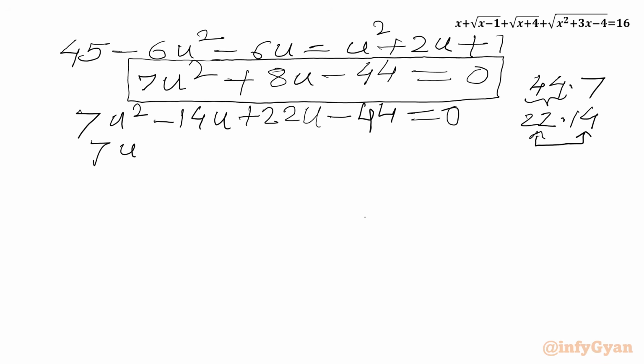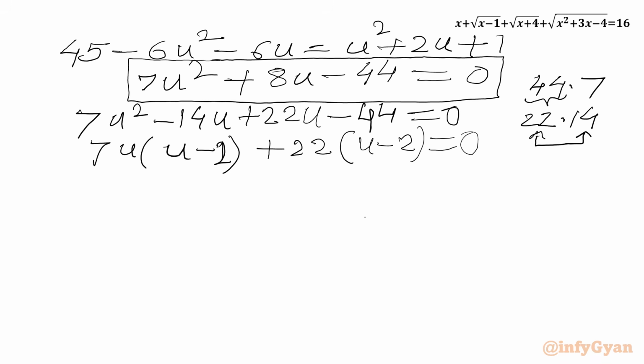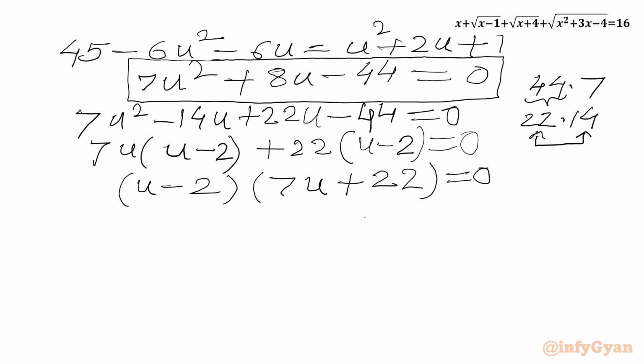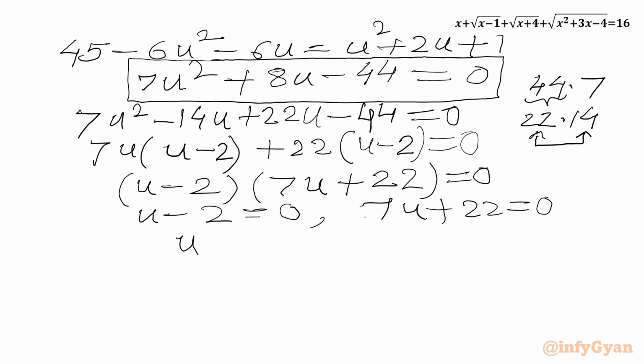Now we will take 7u common. So in the bracket there will be u minus 2, and then we will take 22 common. In the bracket we will be writing u minus 2 equal to 0. Now u minus 2 is overall common. Using the product 0 rule, we will write either u minus 2 equal to 0 or 7u plus 22 equal to 0. So from the first equation we are going to get 2, and from the second equation we will be getting minus 22 over 7.